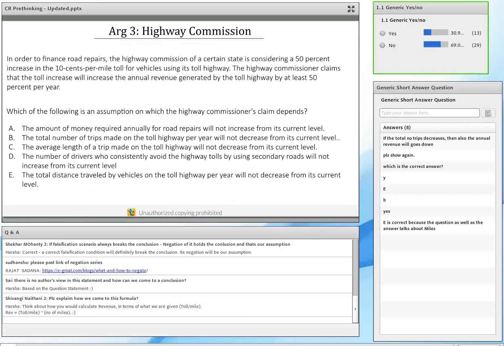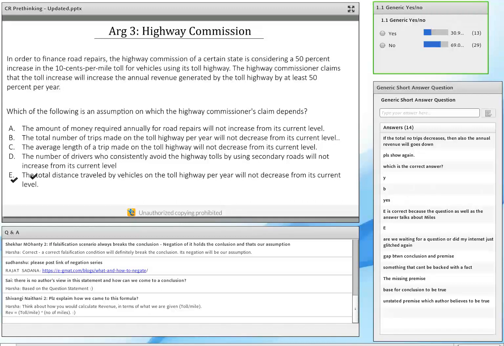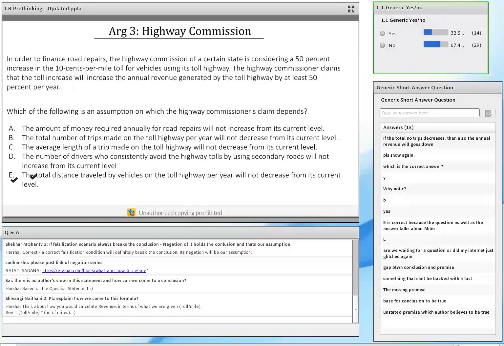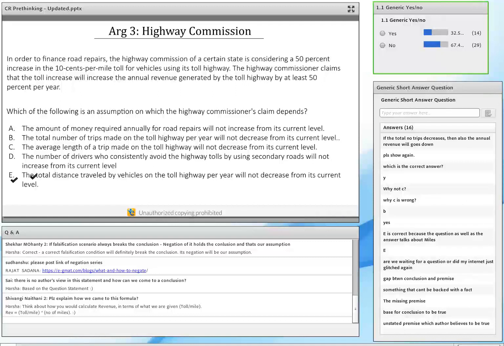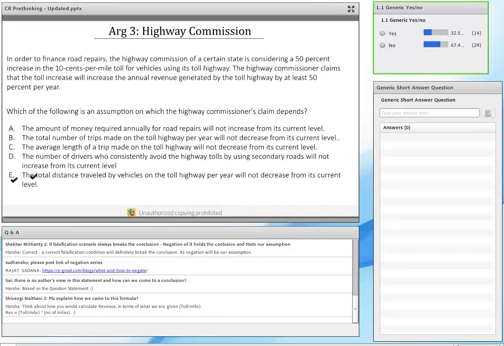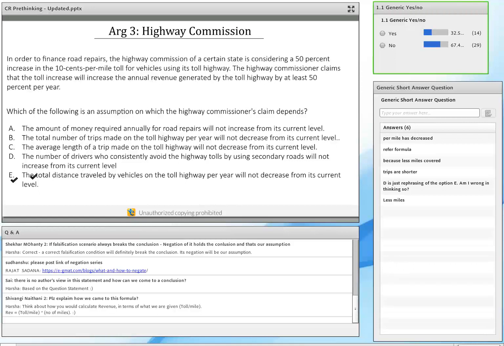And for those of you who want to really see, choice E over here is the correct answer, this one. If the total number of trips decreases, then the annual revenue will go down. Why would it go down? Why will the annual revenue go down if the total number of trips decreases? No, trips are not shorter. Total number decreases.